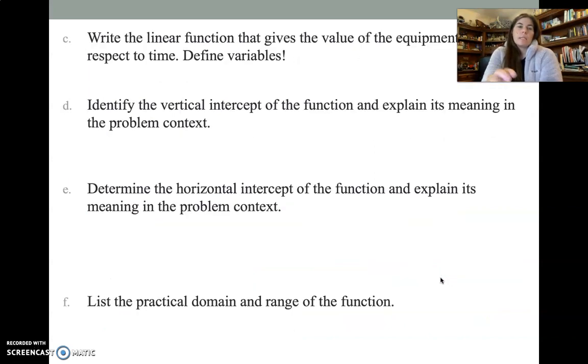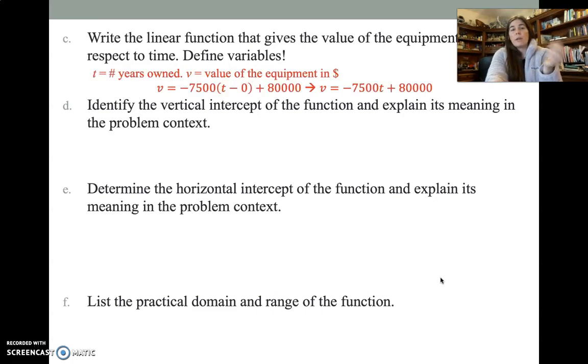Part C says to write the linear function that gives the value of the equipment. Remember with my general form, I just need to have a rate of change and I need to have a reference point. In this case, I have my vertical intercept. Even when I write it this way, it's still going to simplify. By the way, always define your variables. I include units. So here I said years and here I said dollars. So make sure you include your units too.